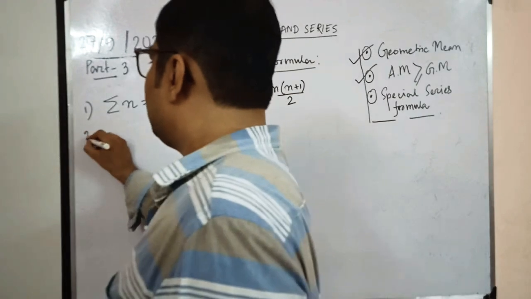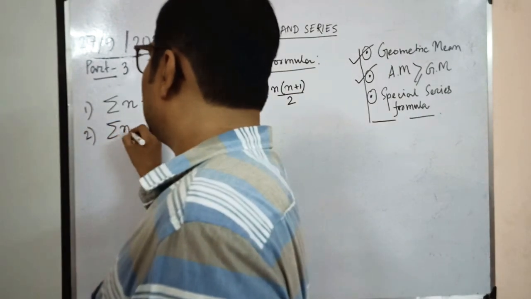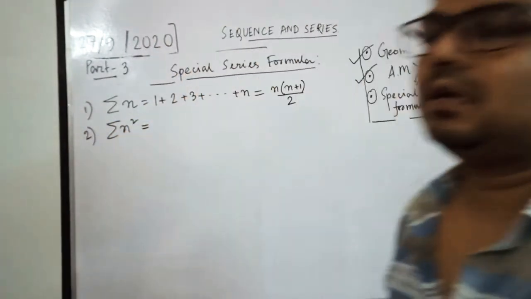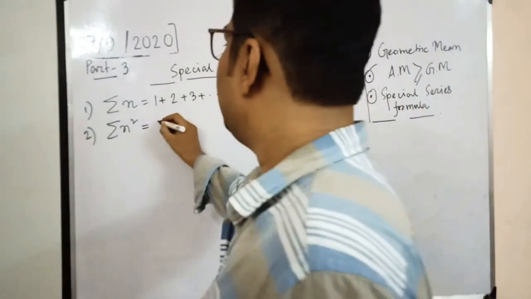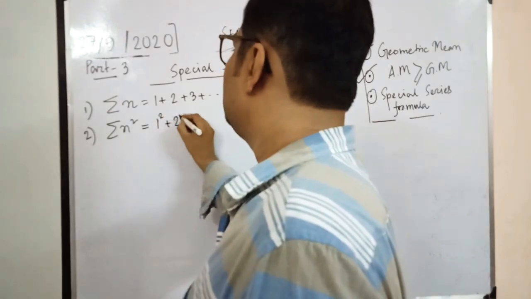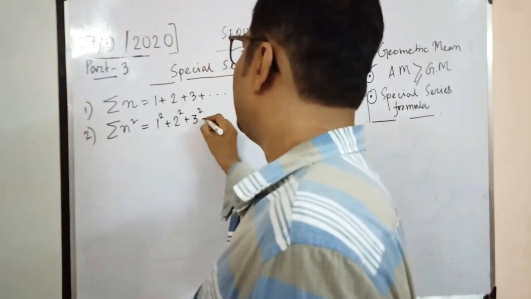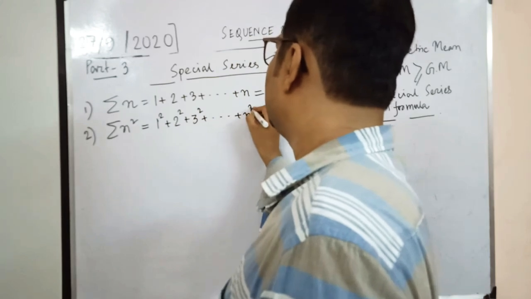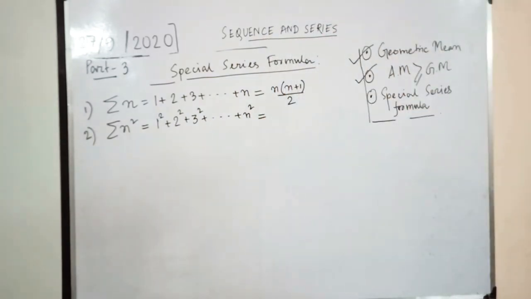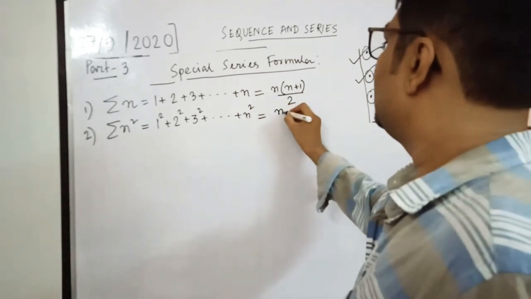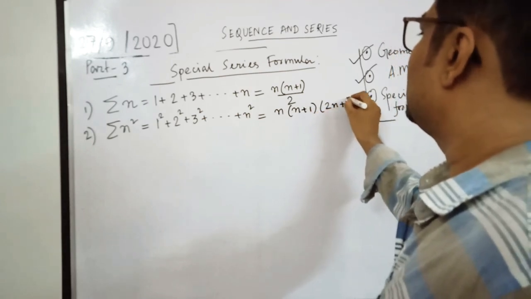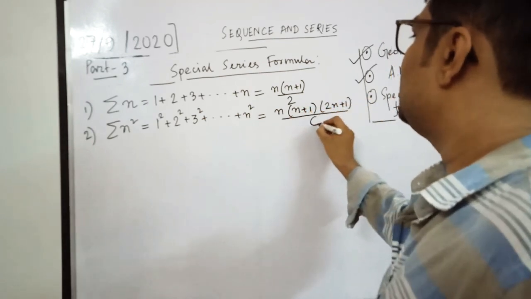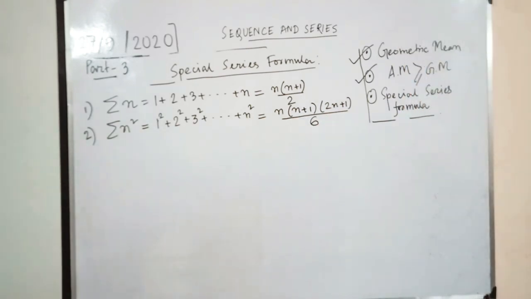This is a very basic formula we learned. Then sigma n square. Sigma n square means the sum of the squares of the natural numbers. So it will be 1 square plus 2 square plus 3 square up to n square. Here you write the formula as n into (n plus 1) into (2n plus 1), whole divided by 6. So this is the formula.